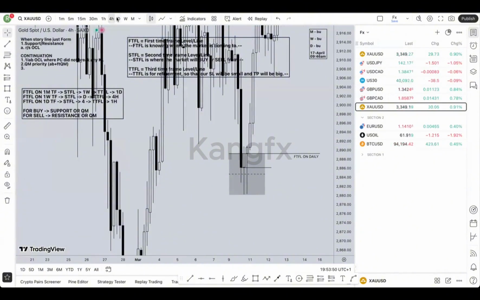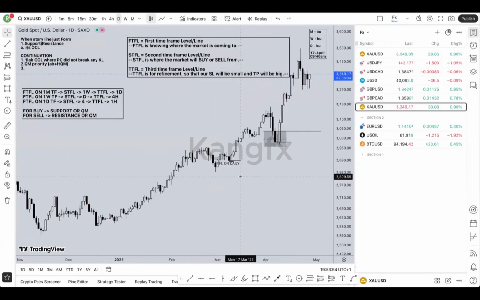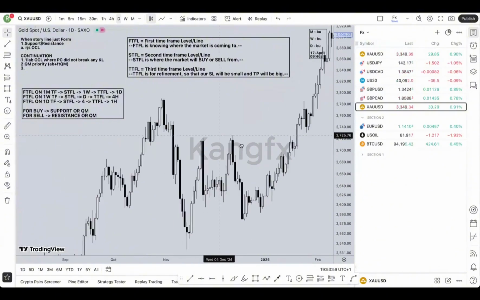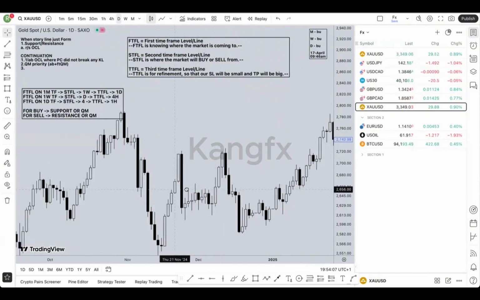Let's go to resistance. We've not seen QM yet. You're going to see QM. Now we have this one here. Now let's say this storyline was set, and we have this resistance to contend with.